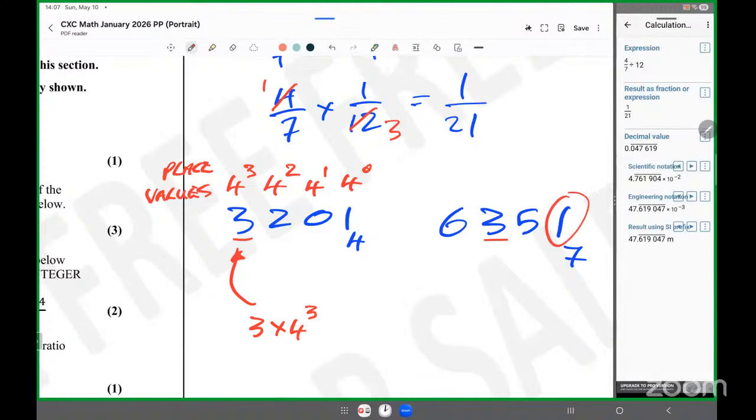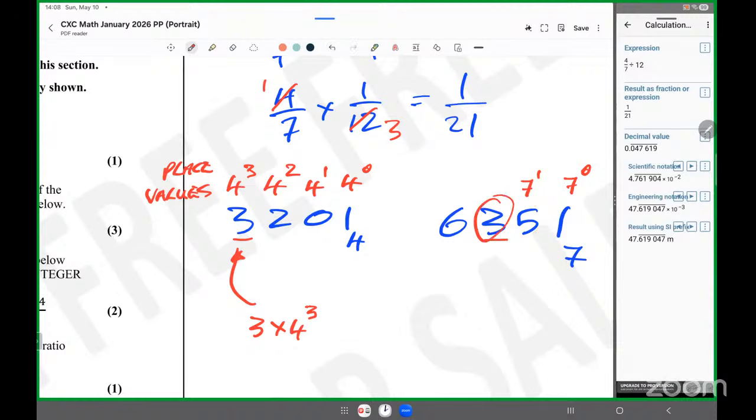Then this value, because we're working in base 7 now, this place value is 7 to the 0. So this one means 1 times 7 to the 0. 7 to the 0 is 1. This 5 is in the place value of 7 to the power 1. So you see, you start with 0 and then increase those powers up that way to get the place values. So this 5 value is 5 times 7 to the 1.